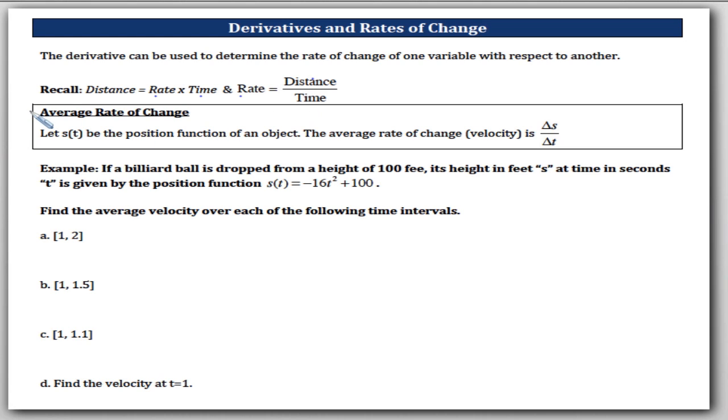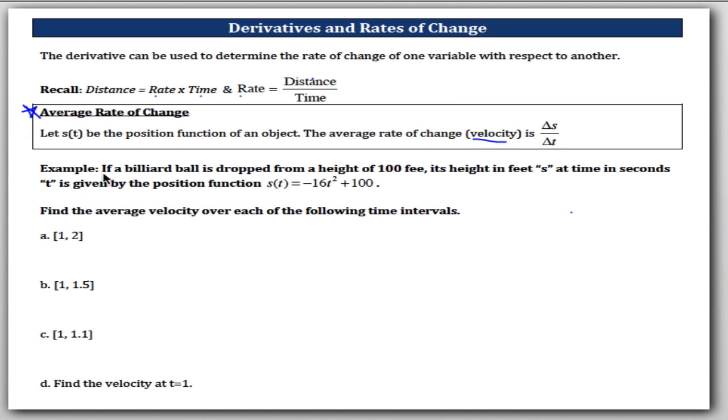Okay. Now, we can find the average rate of change. And this is something you've already done before. We just let s of t be a position function of an object. So this is its position. And the average rate of change is going to be the change in its position over the change in time. And this is going to be the average velocity over that time period.